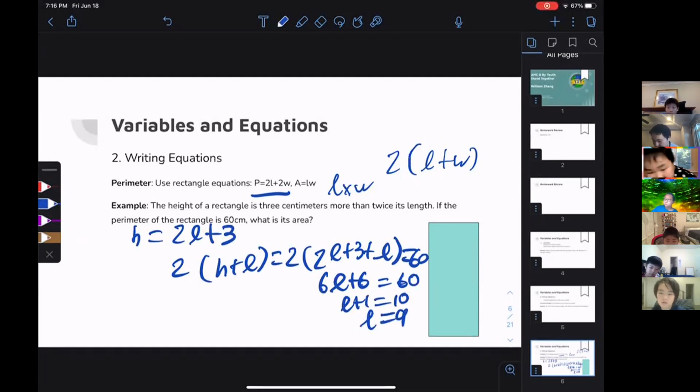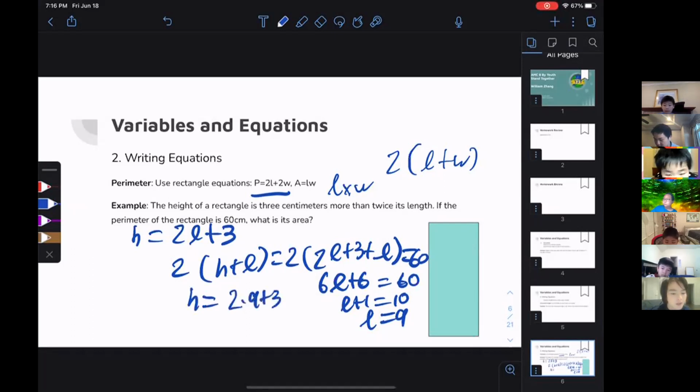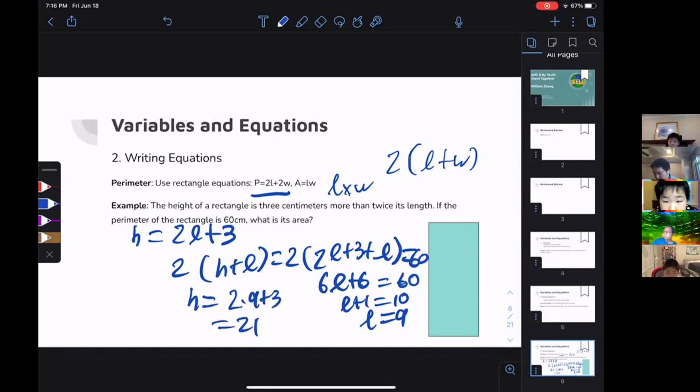And the h would be equal to 2 times 9 plus 3, which is equal to 21, and thus the answer would be 21 times 9 for the area, which is equal to 189.